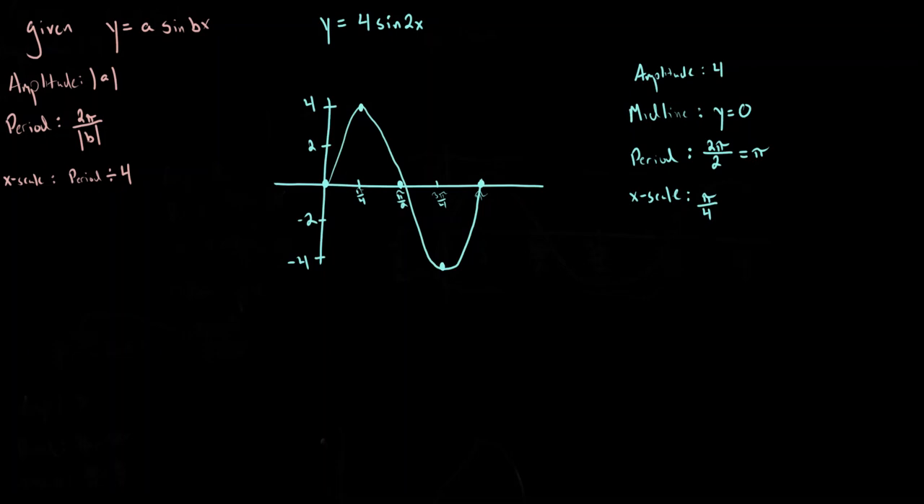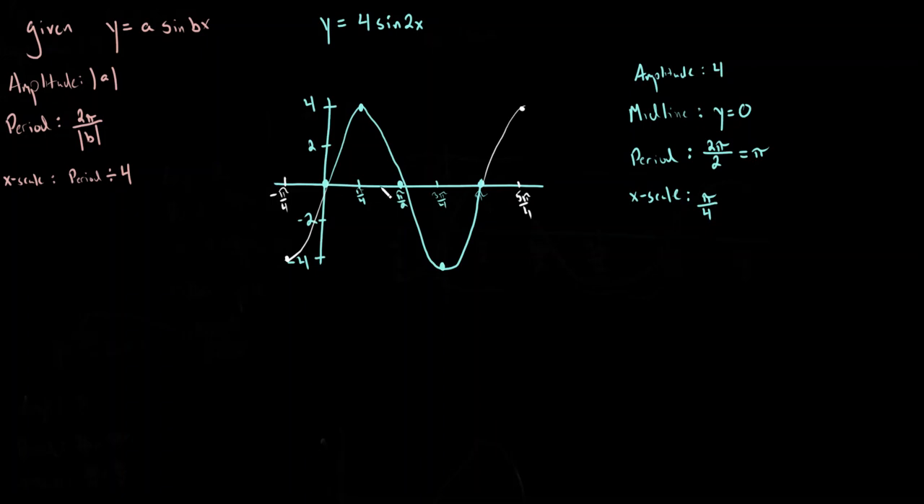I can continue it forever in either direction. If I wanted to, I can keep adding pi over 4 and just keep going. Okay, I can go further and further and further to the right. If I wanted to, I can go to the left, subtract pi over 4, and keep going further and further and further to the left. It doesn't necessarily matter for my purpose. As long as you can graph one full cycle, I am happy. Okay, so that is one example of that.